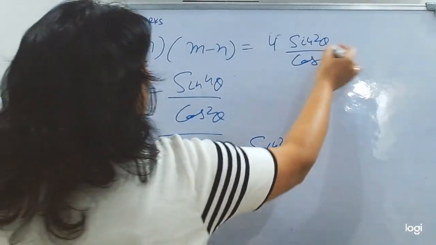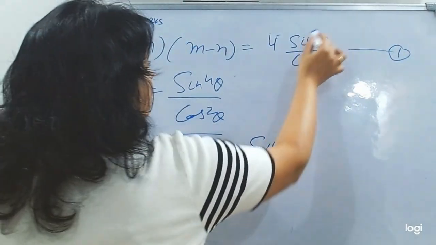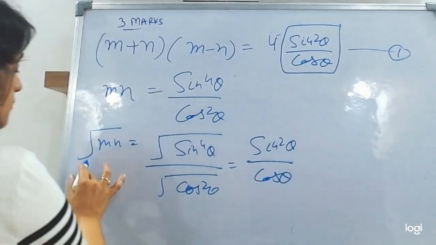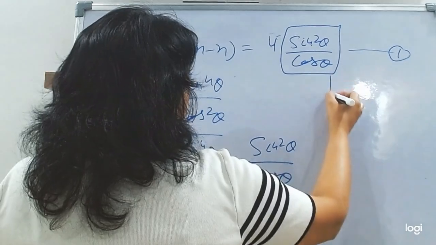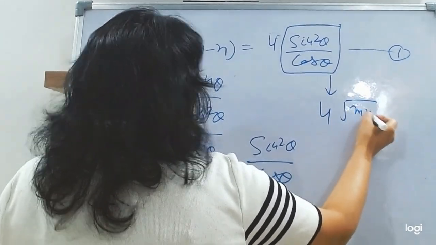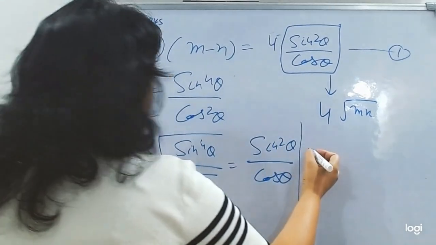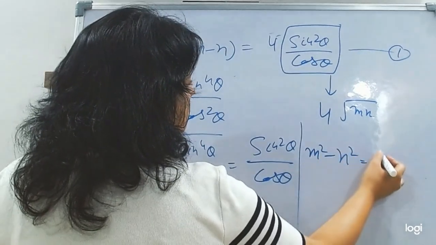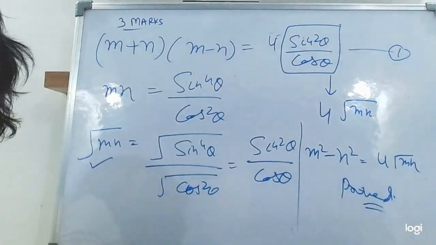Now look at this expression, this statement 1. Here this sin square theta by cos theta can be replaced by root of mn. So it becomes 4 times root of mn. So we can say m square minus n square is 4 root of mn.